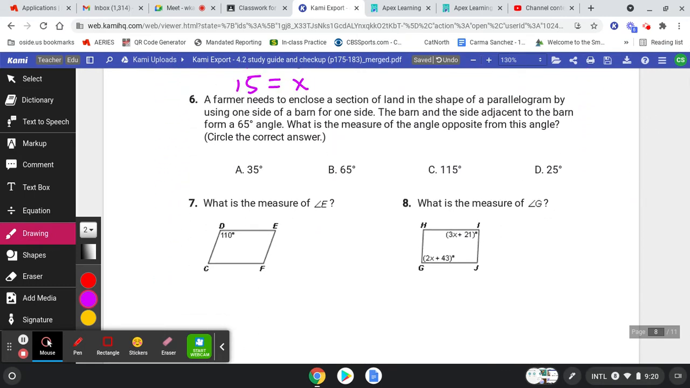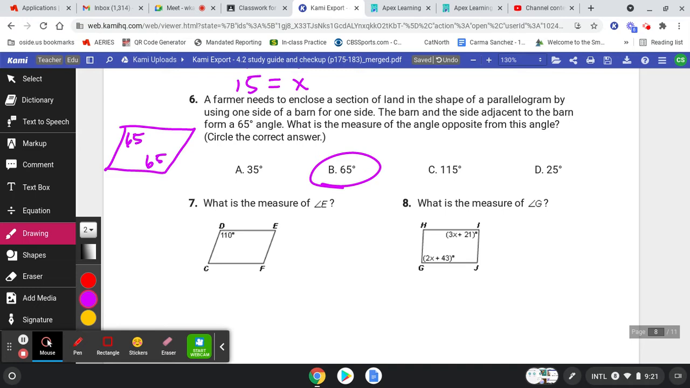A farmer needs to enclose a section of land in the shape of a parallelogram by using a side of a barn for one side. The barn and the side adjacent form an angle of 65. What is the measure of the opposite angle of this? Remember that opposite angles are congruent, so that's it right there.